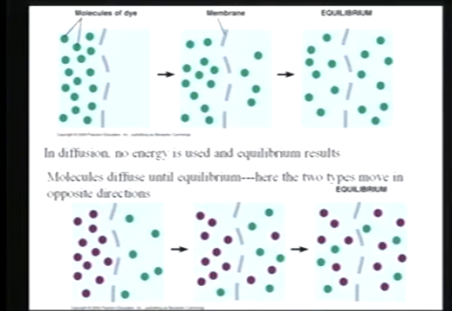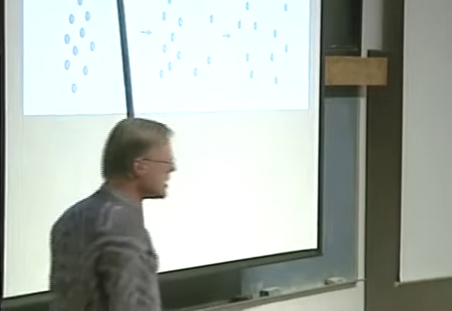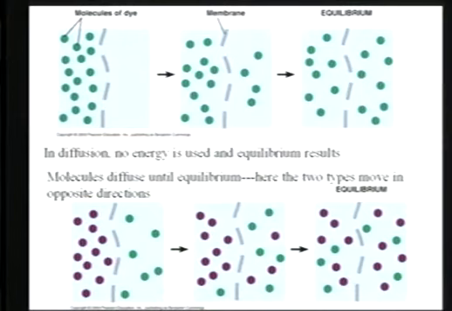Molecules will diffuse even if mixed until equilibrium. So we've got these red molecules on one side of the membrane, the green ones on the other side, and you get movement of these molecules across in opposite directions until, once again, you have equilibrium, where there's no net change in the concentrations. So the red molecules are moving from left to right to equalize their concentration. The green molecules are moving from right to left to equalize their concentration. And then at equilibrium, you've got movement in both directions, but it's an equal amount. So that's why there's no net change in the concentrations.